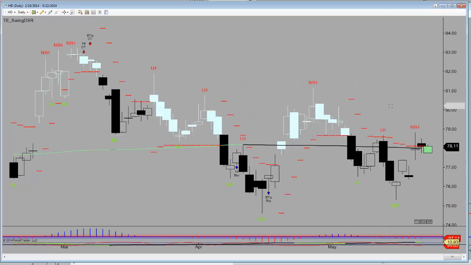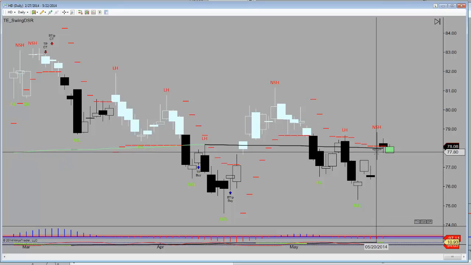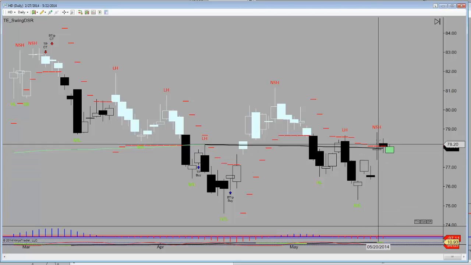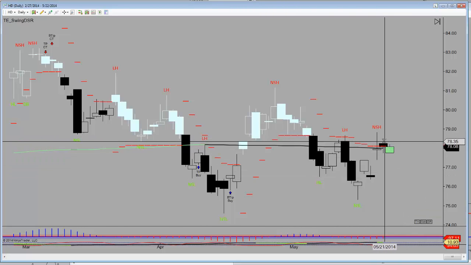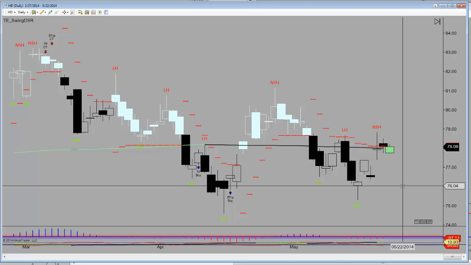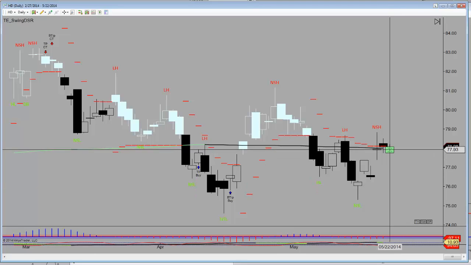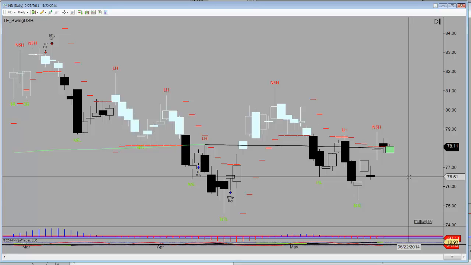Options desk Rod killed this the other day. We had this gap higher in Home Depot, and he caught it right here, bought the puts, rolled back over, nice little winner. And you see now we've got back-to-back potential inside bars. So we could have an IDNR4 coming up here, which is a perfect setup for a potential breakout.